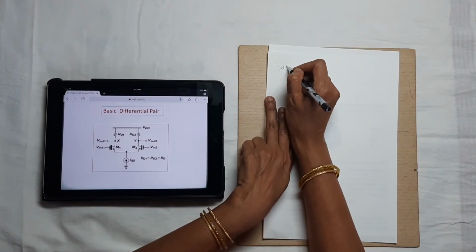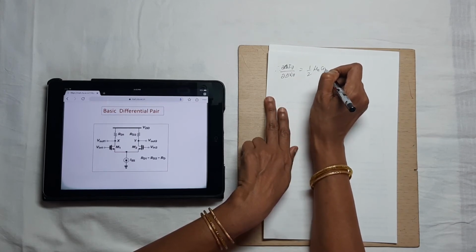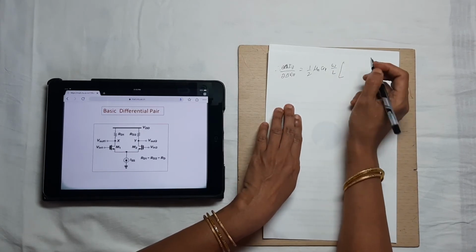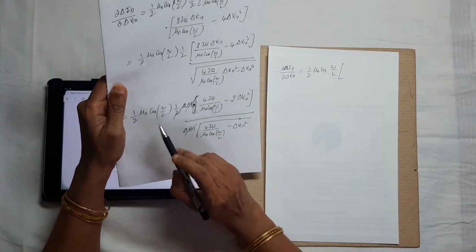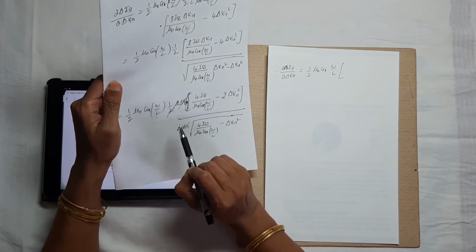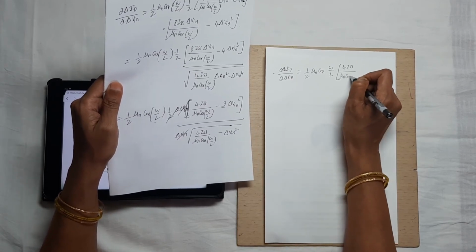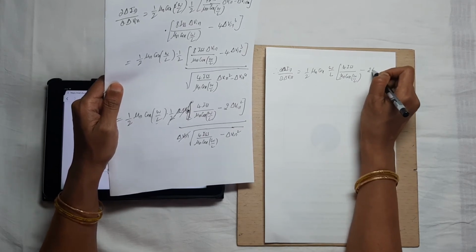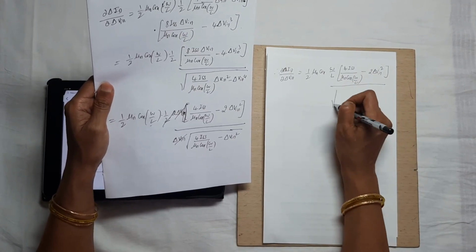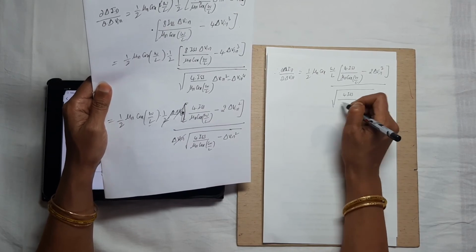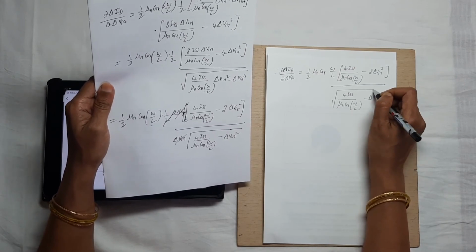Therefore, dou delta ID by dou delta Vin is equal to half mu n Cox W by L into, whatever is left over, the same thing I am writing: half mu n Cox W by L into bracket 4 ISS divided by mu n Cox W by L minus 2 times delta Vin square, divided by square root of 4 ISS divided by mu n Cox W by L minus delta Vin square, as it is.